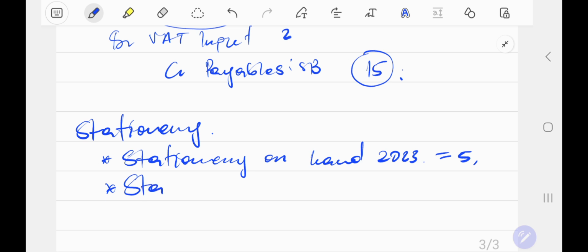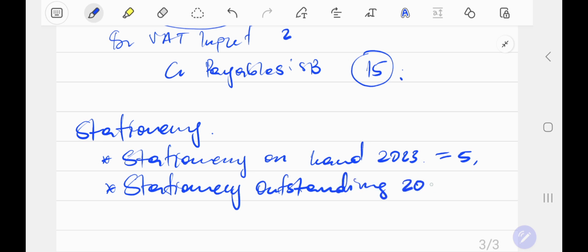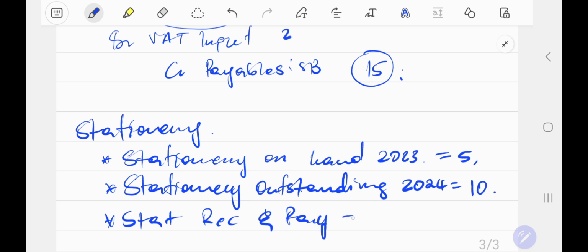you also have stationery outstanding, right? You also have stationery outstanding at the end of 2024. Maybe the stationery that is outstanding is 10 rand, right? And then they tell you that on the statement of receipts and payments, the stationery that you paid was, let's say, 30 rand. So the stationery that you bought this year was 30 rand. Use this information to record the amount of stationery that was used.